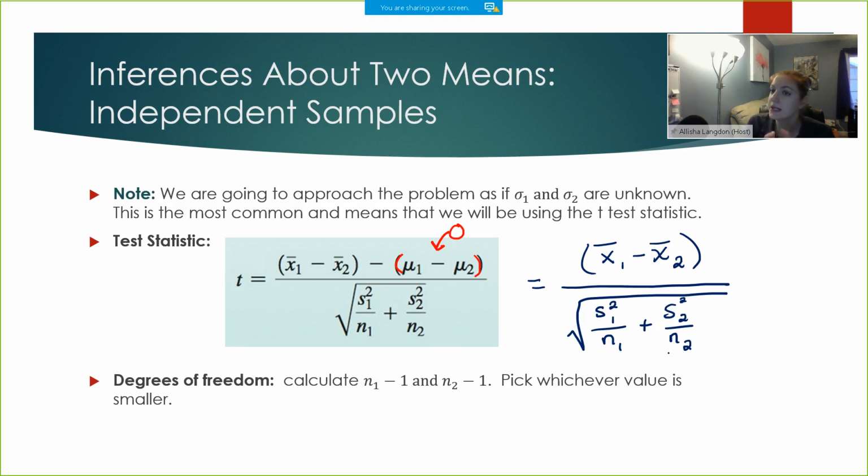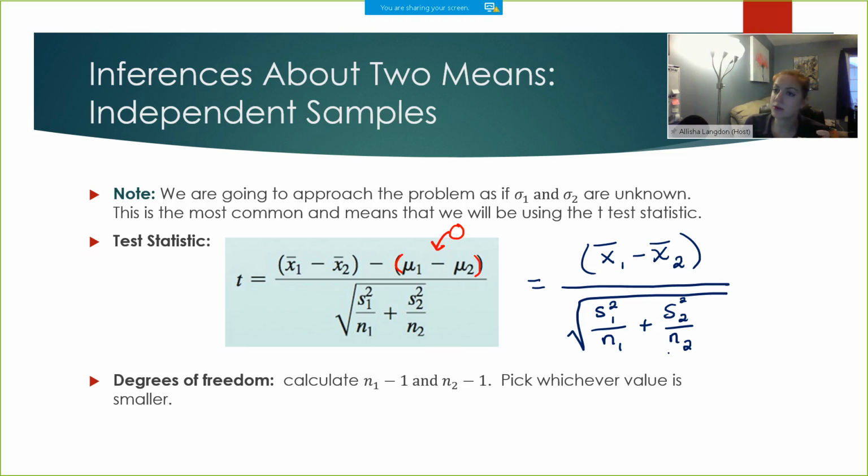Now, degrees of freedom are going to be a little bit different. So far, we've done it so that the degrees of freedom are your sample size minus 1, n minus 1. Well, the problem here is we have two sample sizes, n1 and n2. So what we're going to do is calculate the degrees of freedom for both. So just take each sample size, subtract 1, and then we're going to pick whichever value is smaller.